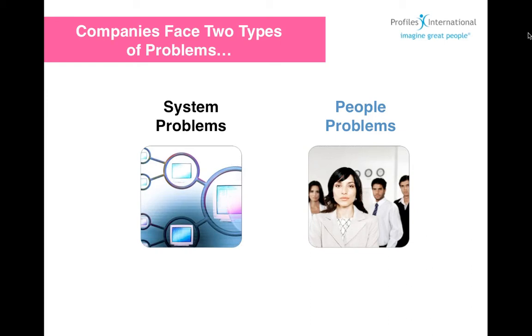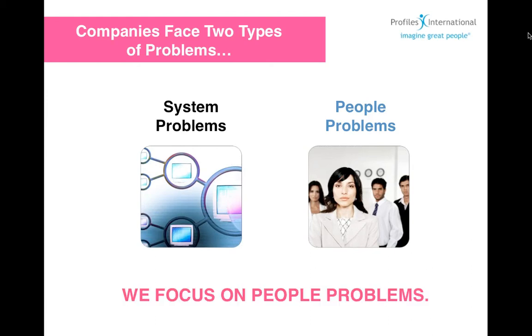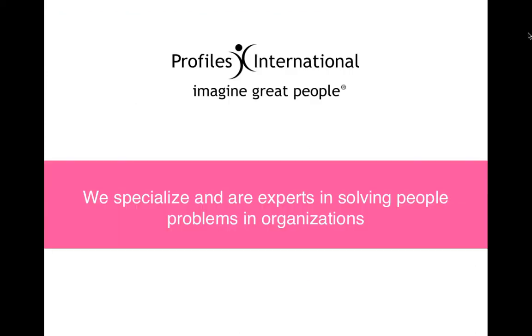Over the years, in our experience in the business, we find that there are only two types of problems companies face today. They are either system problems or people problems. And we deal with people problems, simply because system problems can easily be addressed by people, but it's not the other way around. So at Profiles, we specialize and are experts in solving the most pressing people-related problems in the organization.